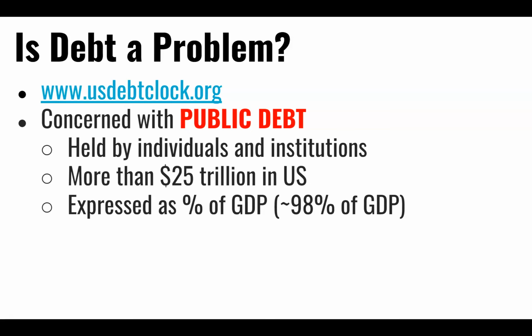The number we're most concerned about is what's known as public debt, the amount of money held by individuals and institutions. It's currently about $25 trillion in the United States. And that public debt is typically expressed as a percent of GDP. So it's currently at about 100% of gross domestic product. That number is called the debt to GDP ratio. And the higher the debt to GDP ratio, the more difficult it is for an economy to finance its debt. So the higher the number, the more concerning government debt is. Not completely unmanageable, but certainly of a greater concern.